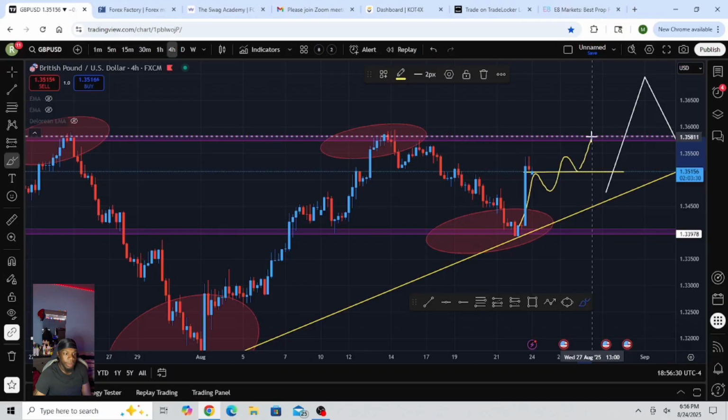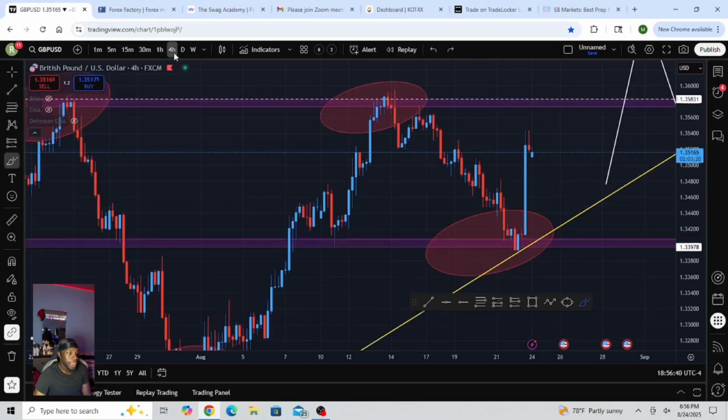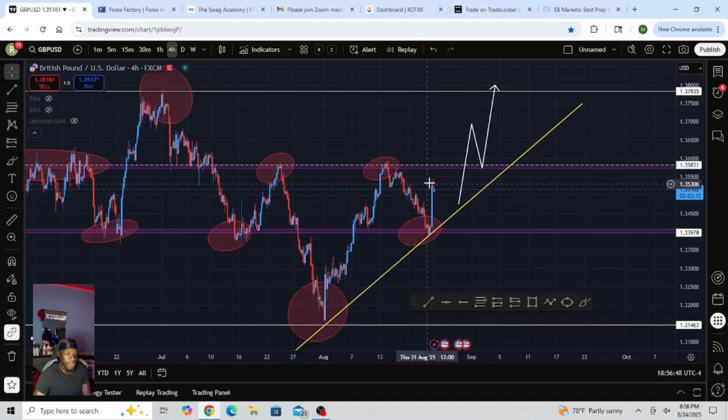And if price breaks above that, we have a strong possibility of price breaking this area, pulling back, and continuing the trend. And at that point, we will be bullish.